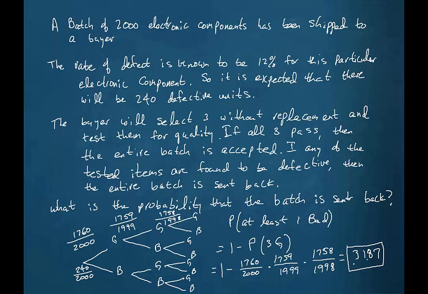Another way we could interpret this is that if we were to perform this experiment over and over and over, in other words, taking a batch of 2,000 and selecting 3 without replacement and testing them, then 31.87% of the time, those batches would be sent back.